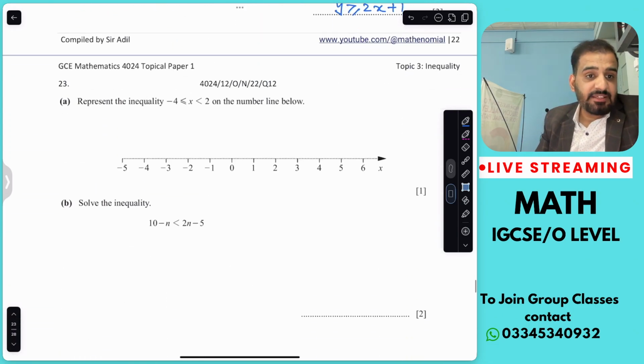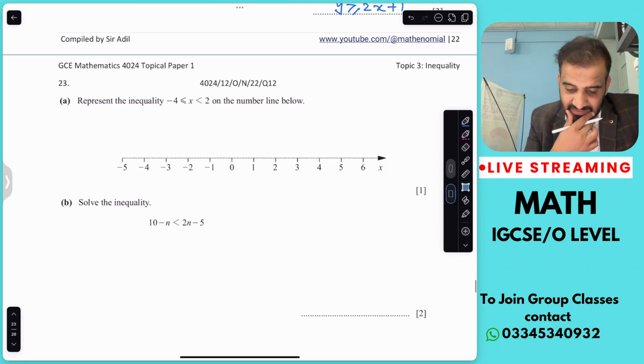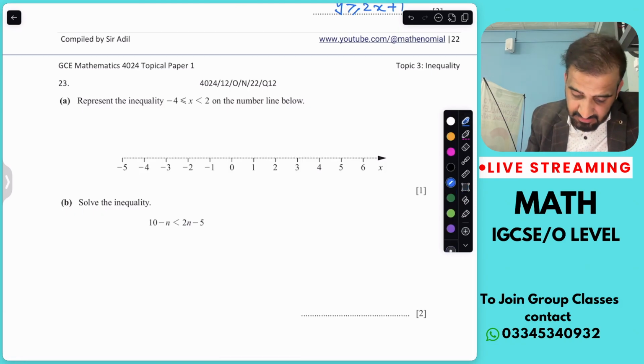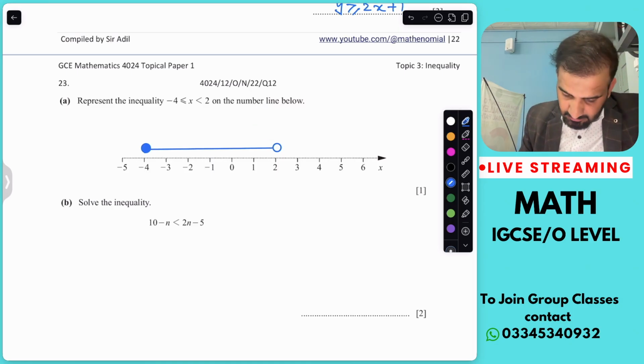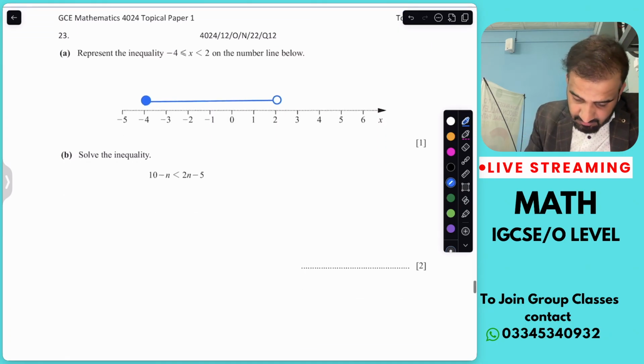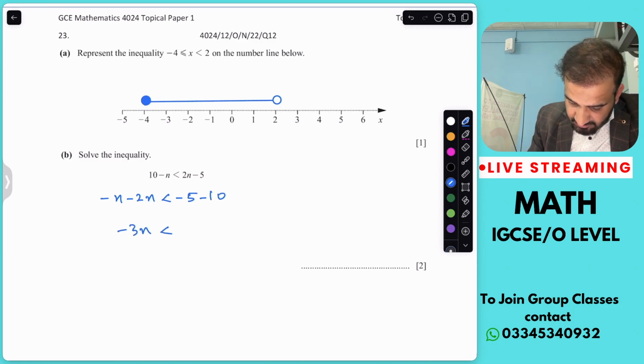Moving on to question 23. Represent this inequality on the number line. This is very simple. A solid dot on -4, an empty dot on 2. That's it. Solve the inequality. So minus n minus 2n less than -5 minus 10. So -3n less than -15. n is greater than 5.